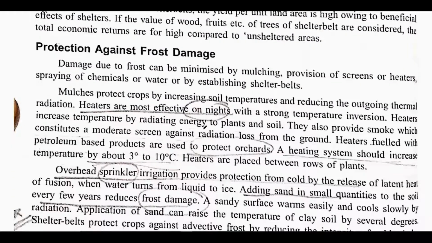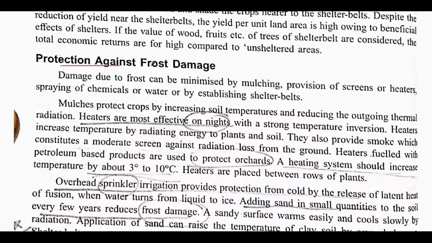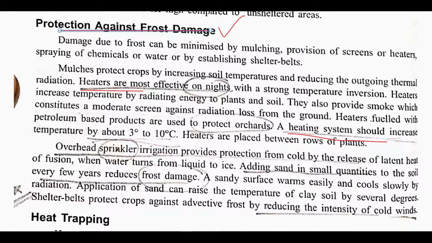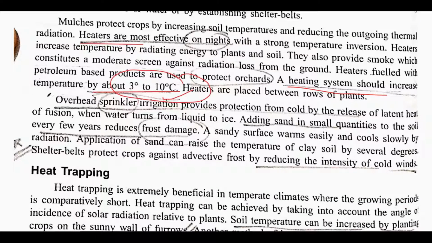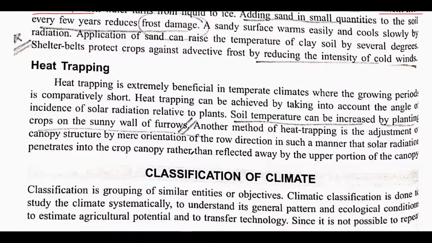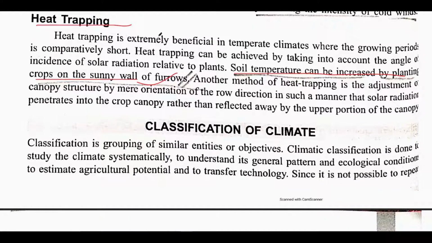the important part is the protection against frost damage. How protection can be done? See, basically heaters can be used, and the important thing is that the heating system that would be used would increase the temperature by about 3 to 10 degrees Celsius only. Also, overhead sprinkler irrigation can be given to increase the temperature of the soil, as the latent heat of fusion would increase and maintain the soil temperature. Now heat trapping. For trapping of heat, the soil temperature can be increased by planting crops on sunny walls of furrows. This is not important.